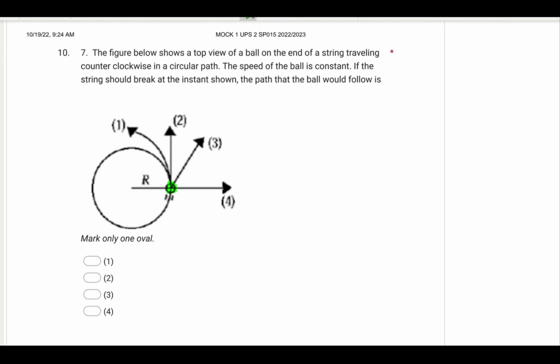So jadi kalau dia kata kalau putus tali tu dia akan terbabas ke mana? Dia akan bergerak ke mana? Mesti dia akan follow direction of V that is tangential to the circle. So the answer is B. Number 2 lah.